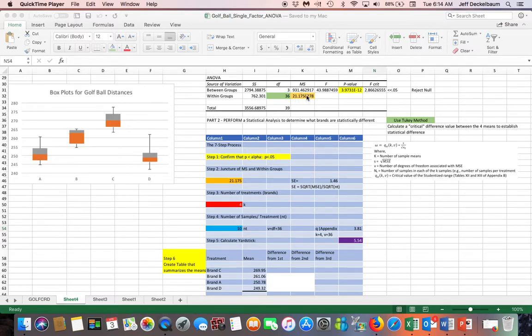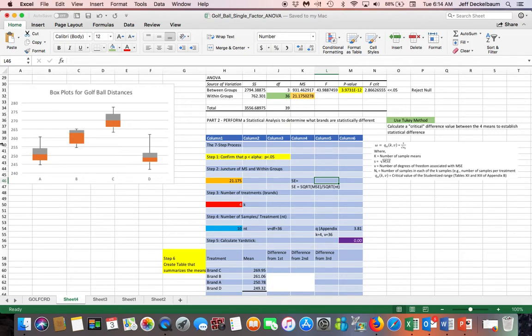Basically, this is the mean square error term, and we will use that as we continue to work through our analysis. So we're going to calculate a standard error, which is the square root of this MSE term, and this is really the variation, if you will, within the four groups of golf ball data. And let me just come over to this graph and show you how the variances compare between golf ball A, B, C, and D.